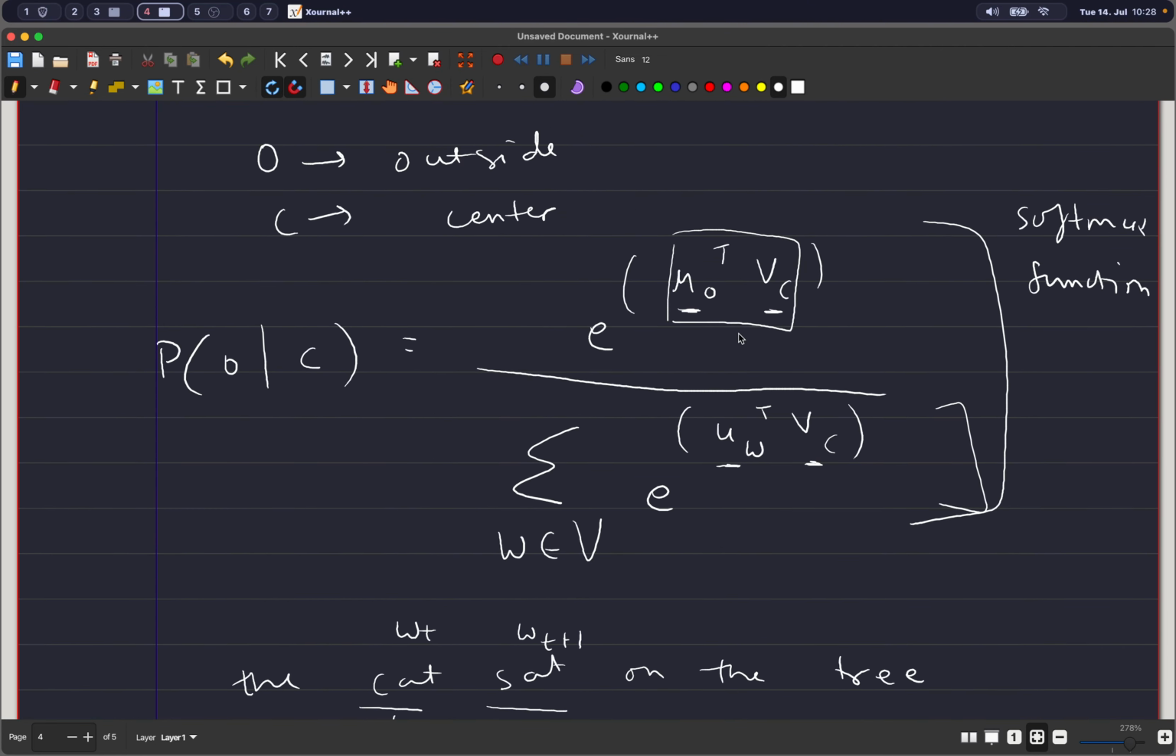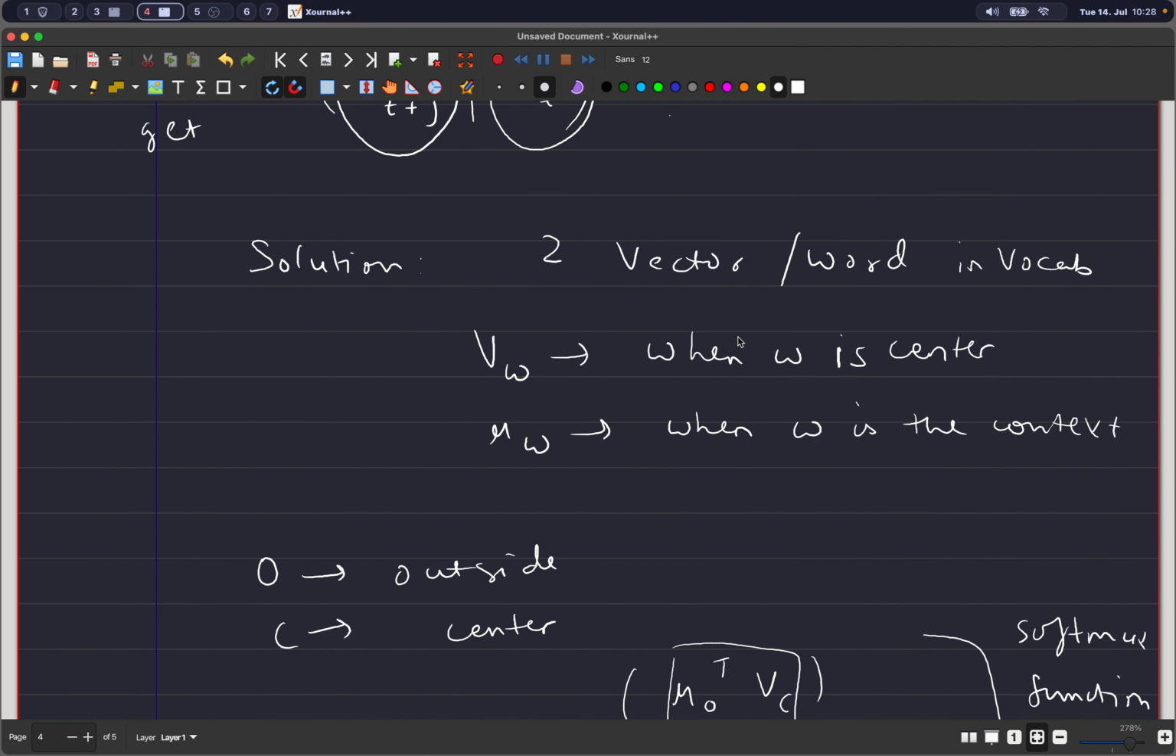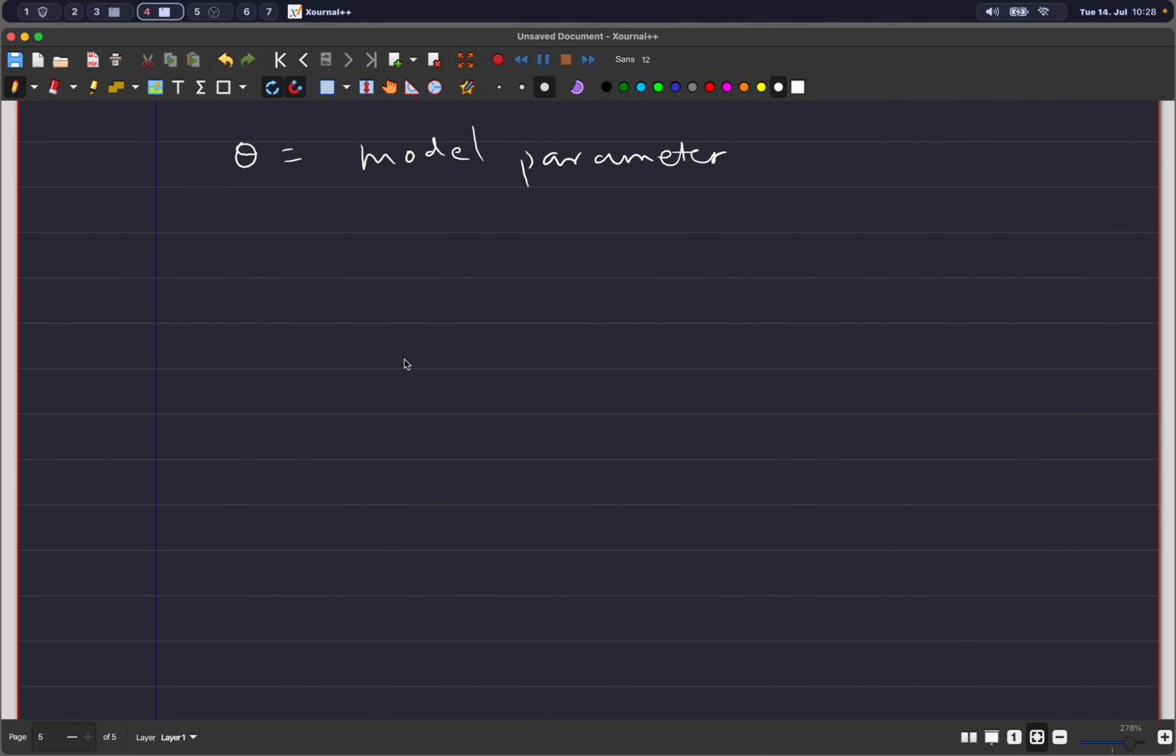You have to remember that for each word in our corpus, we are maintaining V and U, when it is a center word or outside word. So this is basically what your theta is. This is the parameter of your model. These are all the parameters that you need to take care about, right? So theta is nothing but all V and U vectors of your entire words. So suppose D is the dimension of your embedding.